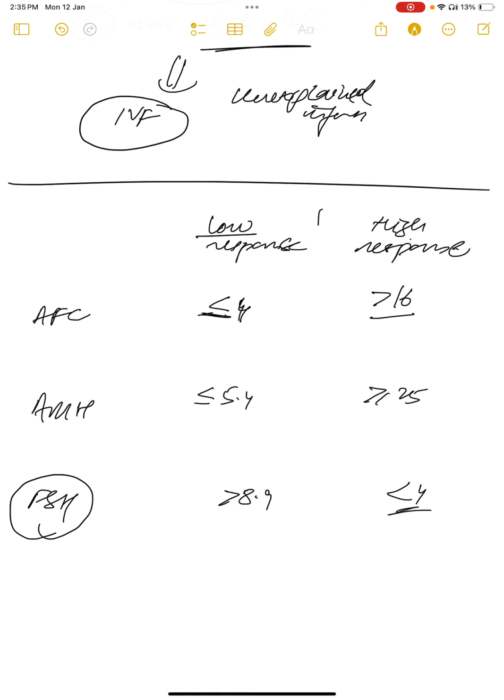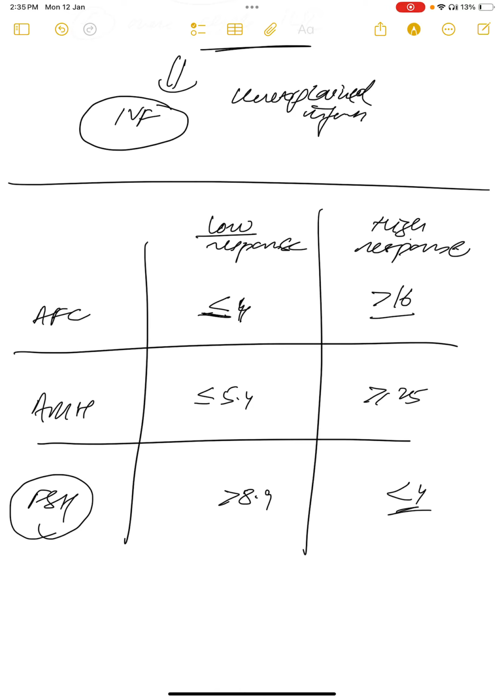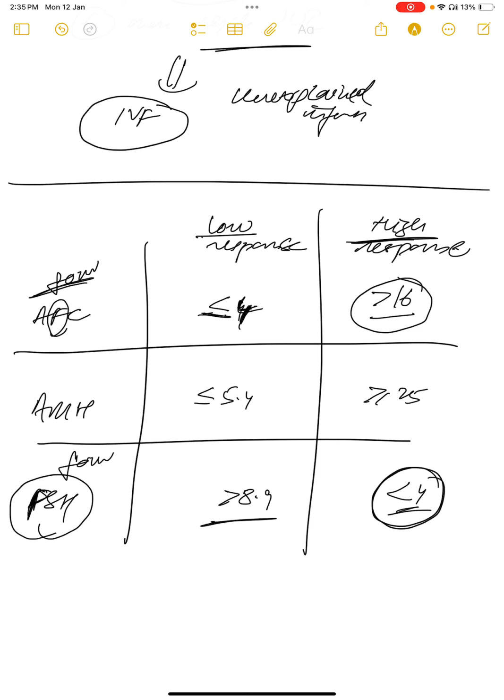So how to remember this? For antral follicle count, 4 for 4. If it is less than or equal to 4, it is low response, and 16 means high response. Even FSH, F for 4. I already told you FSH should be low. If it is low, it is good response. If it is more, it is low response. AMH, 1, 2, 3, 4, 5. Less than 5.4 is low response, and 5 into 5, 25, is high response. This is the thing for ovarian reserve testing.